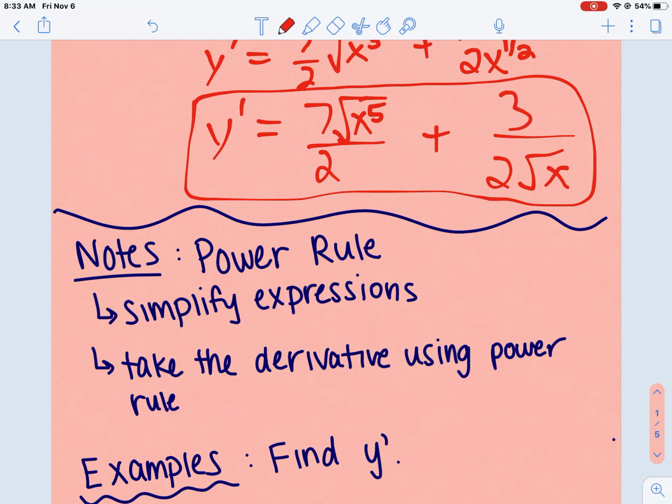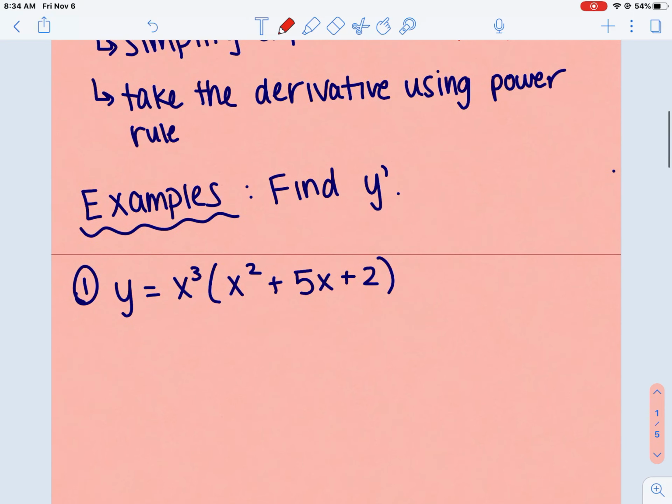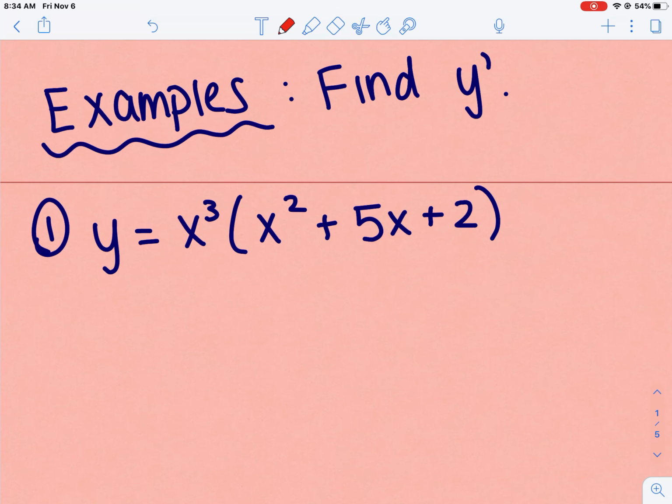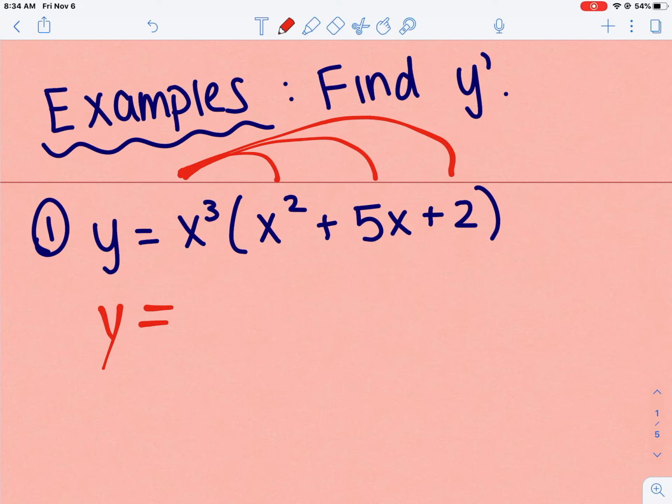All right, so what we're trying to do today is simplify expressions first, if we can, and then take the derivative using the power rule. So, for example, this first one, if I want to find y prime, I'm going to rewrite y. Remember, number 1, we're going to use the distributive property to multiply that x squared by everything.